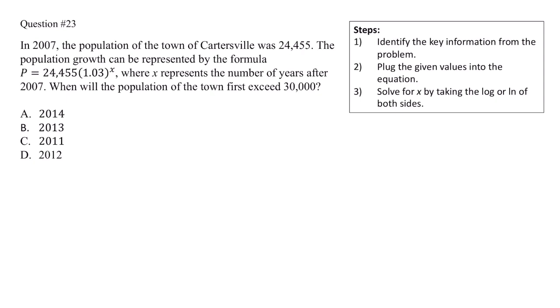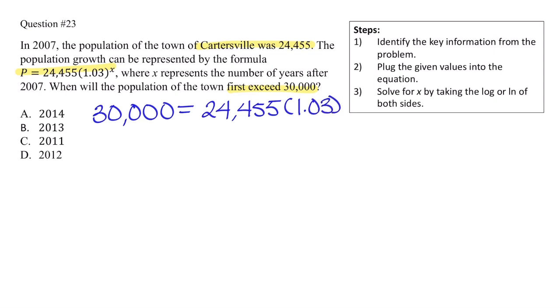So here it says in 2007, the population of Cartersville was 24,455. The population growth can be represented by this formula. X represents the number of years after 2000. When will the population first exceed 30,000? So we want to use this formula to figure out when the population will go past 30,000. So we're going to say P equals 30,000. And so that gives us 30,000 equals 24,455 times 1.03 to the x.